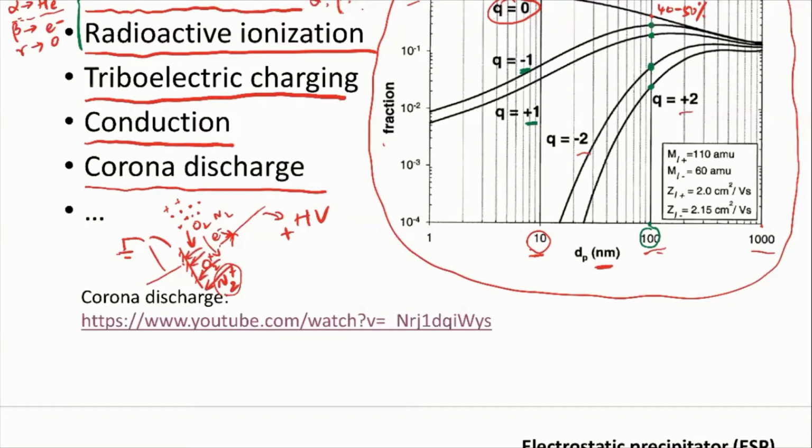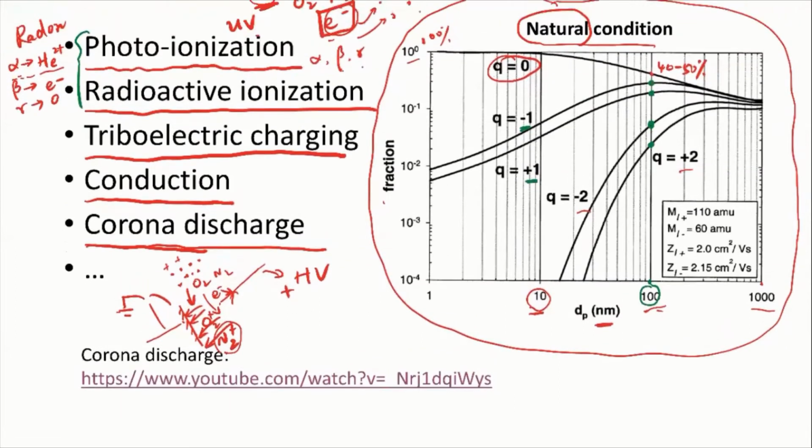Okay, so that's why in industry, we use this corona discharge a lot to charge the particles and then further put them under an electric field to collect these particles. We mentioned that these two are not realistic for industrial applications. Actually, it's the same for these two methods as well.